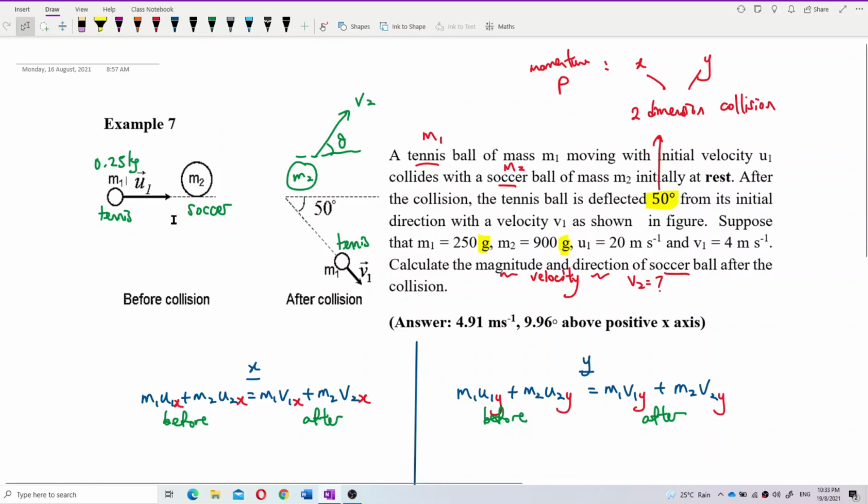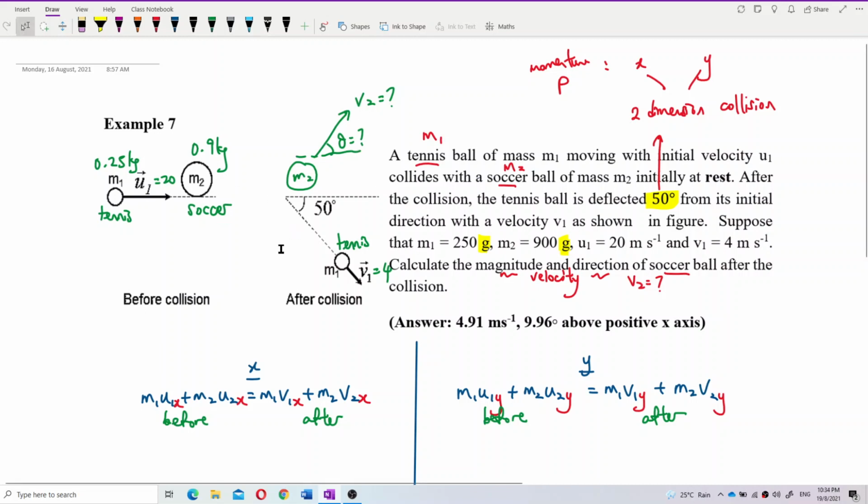How about U1? U1 is 20. Mass 2 is 900 grams, so it's 0.9 kilogram for mass 2, that's the soccer ball. Then we also have the final velocity 1 for the tennis ball, which is 4. So we need to find V2 and also the direction theta. Now we can continue.